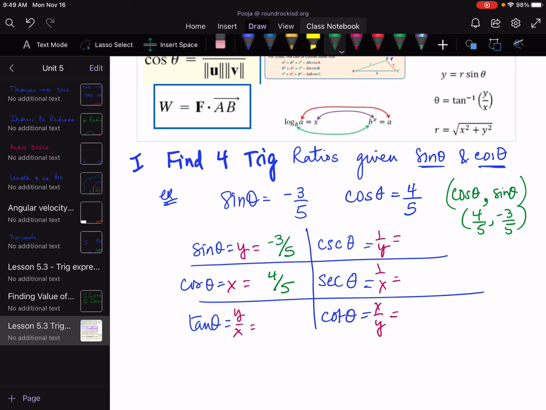Tangent is y over x. So you take the y-coordinate and put it over x. And thankfully, as you can see, the denominators are both the same and they can go ahead and cancel out, leaving me with -3/4.